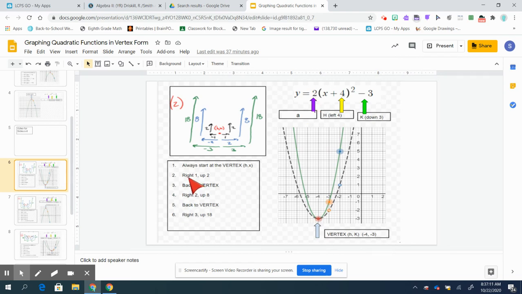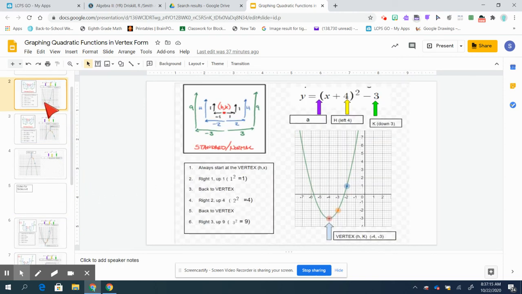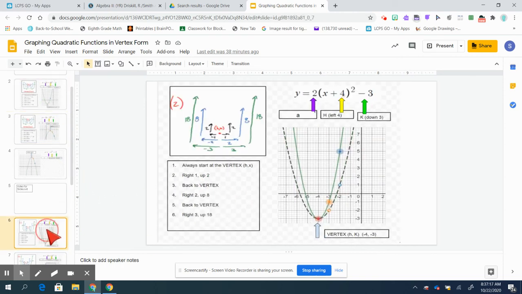So we'll still go right 1, but instead of up 1, we're going to go up 2. So start at our vertex, right 1, up 2. 1 times 2 is 2. Back to the vertex. Now we're going to go right 2, up 8, because 4 times 2 is 8. Right 2, up 8, and here is our graph.